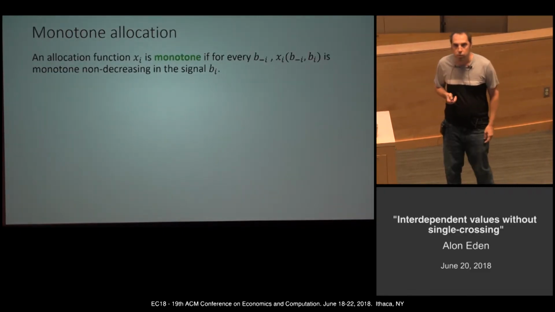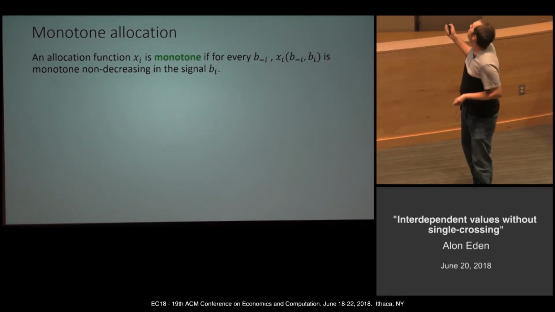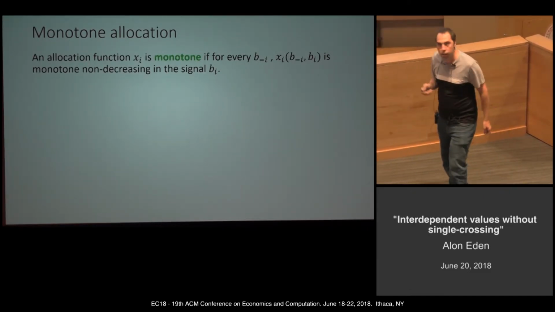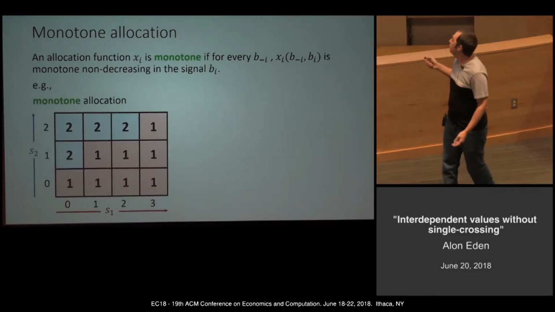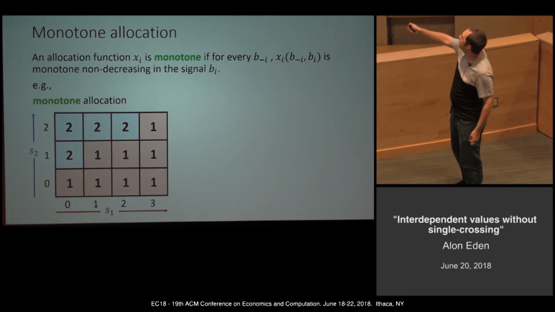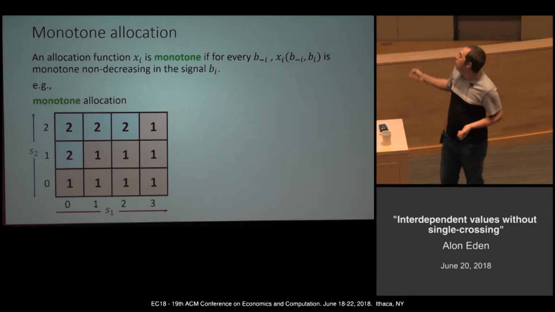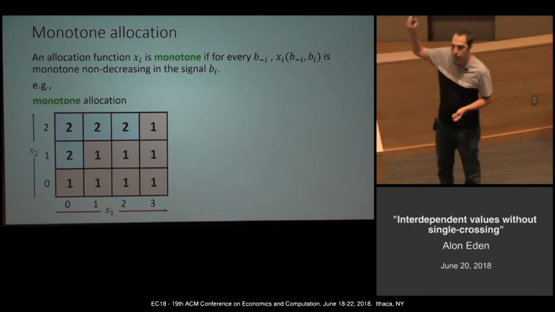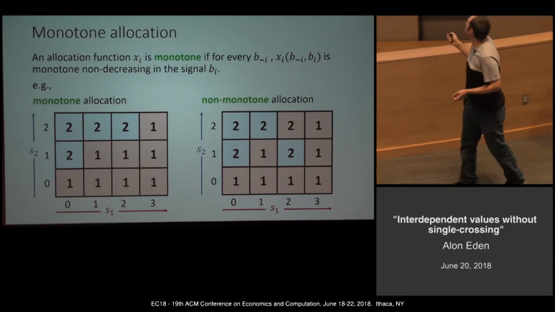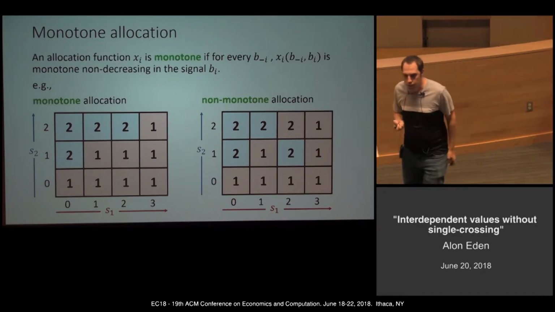So what do I mean by monotone? For any fixed bid of other signals b minus i, my probability to get allocated x_i increases monotonically, non-decreasing, in my signal b_i. For instance, this is a monotone allocation function because, as you can see, as the red agent starts winning, if it increases its signal on the x-axis, it keeps on winning, and the same for the blue bidder. If we increase the signal, it's still the winner. And this is a non-monotone function because you can see in this cell, when we increase the bid, we are no longer the winners. Okay.